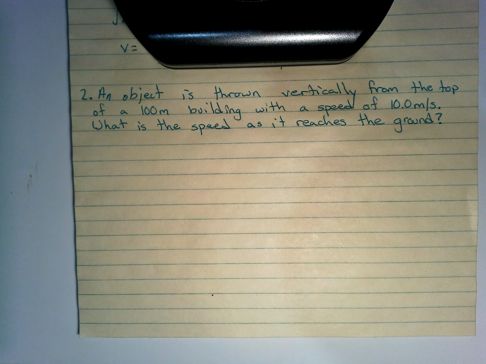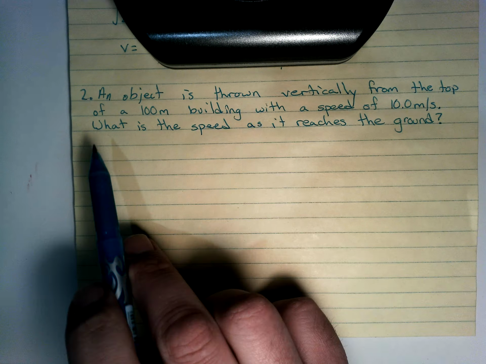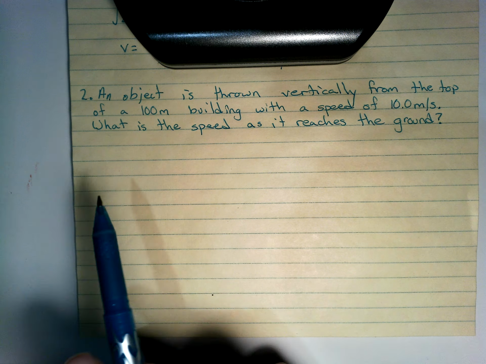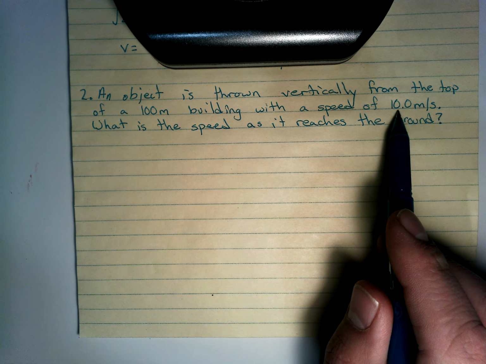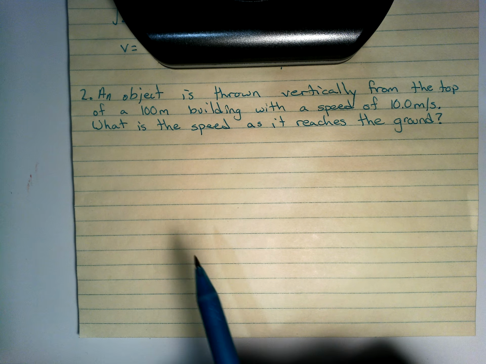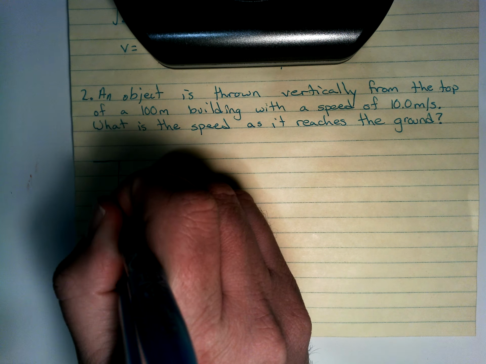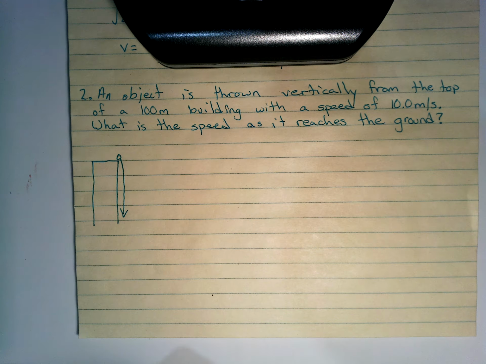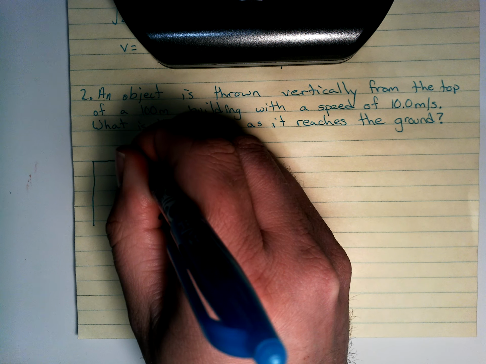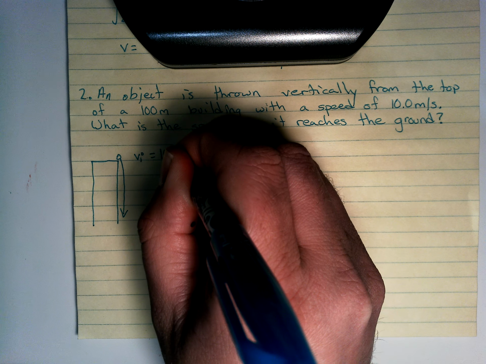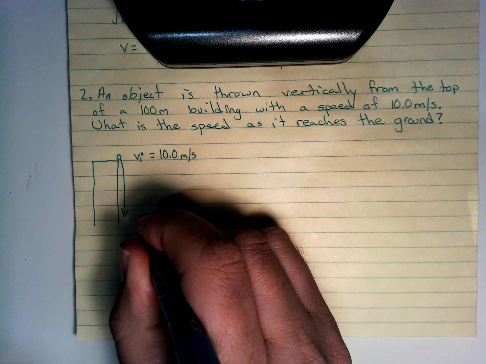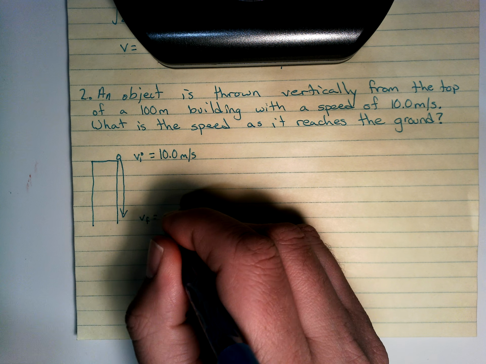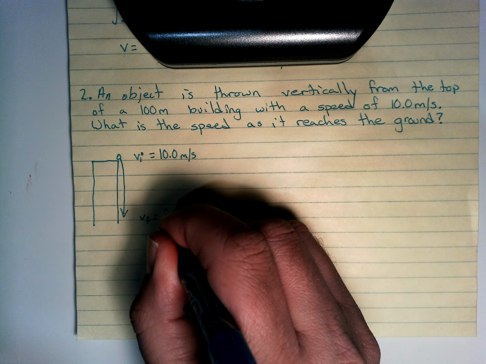Here's another example. This one's a little bit more complicated. An object is thrown vertically from the top of a 100-meter building. They're throwing the object down off the building with a speed of 10 meters per second. What is the speed when it reaches the ground? We have this building, and the object is being thrown off it. Its initial speed, vi, is equal to 10.0 meters per second. We want to know its final speed when it hits the ground, so vf is our unknown.